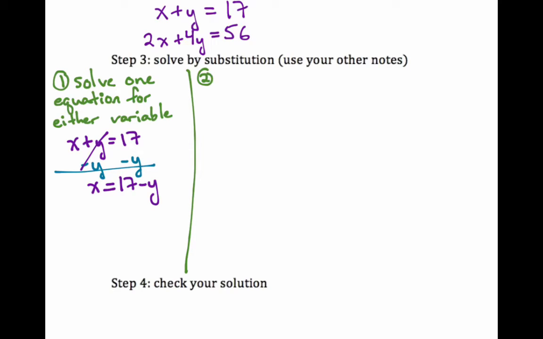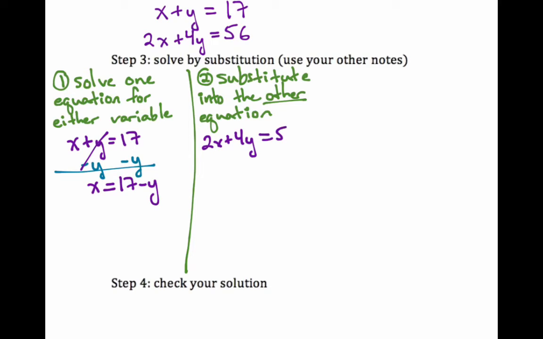All right, so step 2 is what? What can I do with this? That's right, I can substitute it in to the other equation. So step 2, I'm going to substitute this bit of information into the other equation. There's my other equation, 2x plus 4y equals 56. What am I going to substitute in? Well, I have x equals 17 minus y. So what I'm going to do is replace x with 17 minus y.